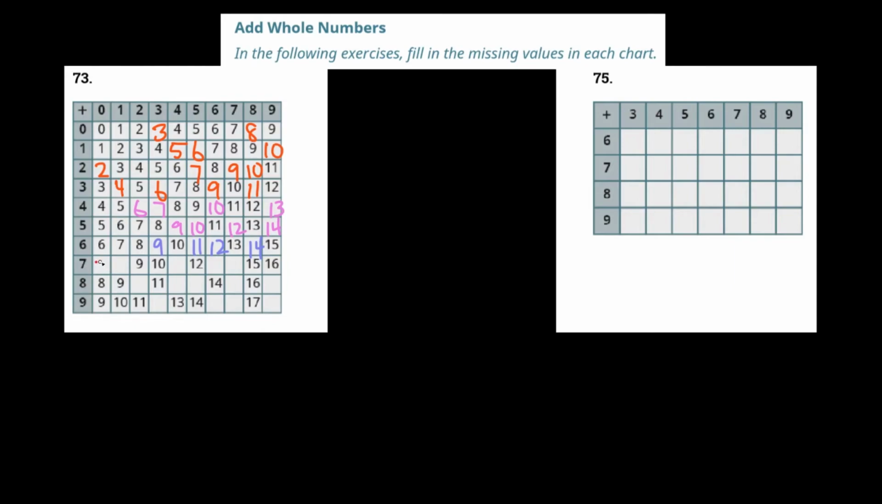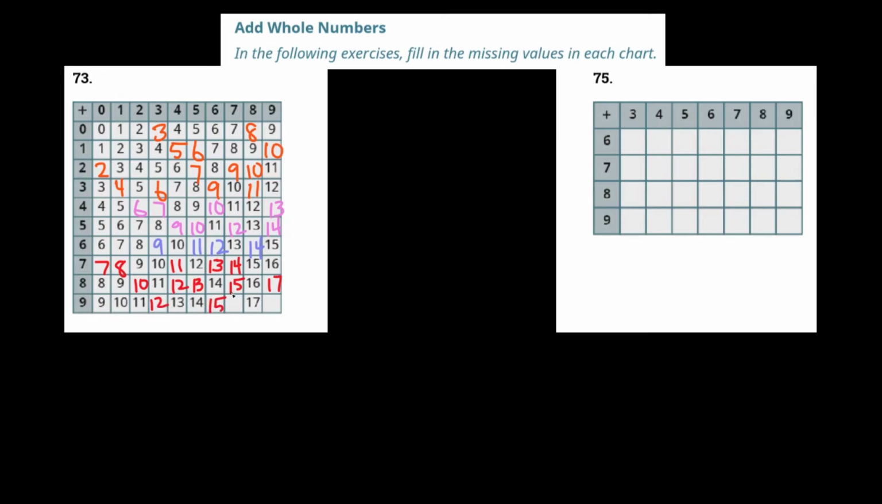We have 7 and 0 is 7. 8. We have 9, 10, 11, 13, 14. If we go down to the 8 row, we have 8 plus 2 is 10. We have 12, 13, 15, 17. And for this last one, we have 9 plus 3 is 12.